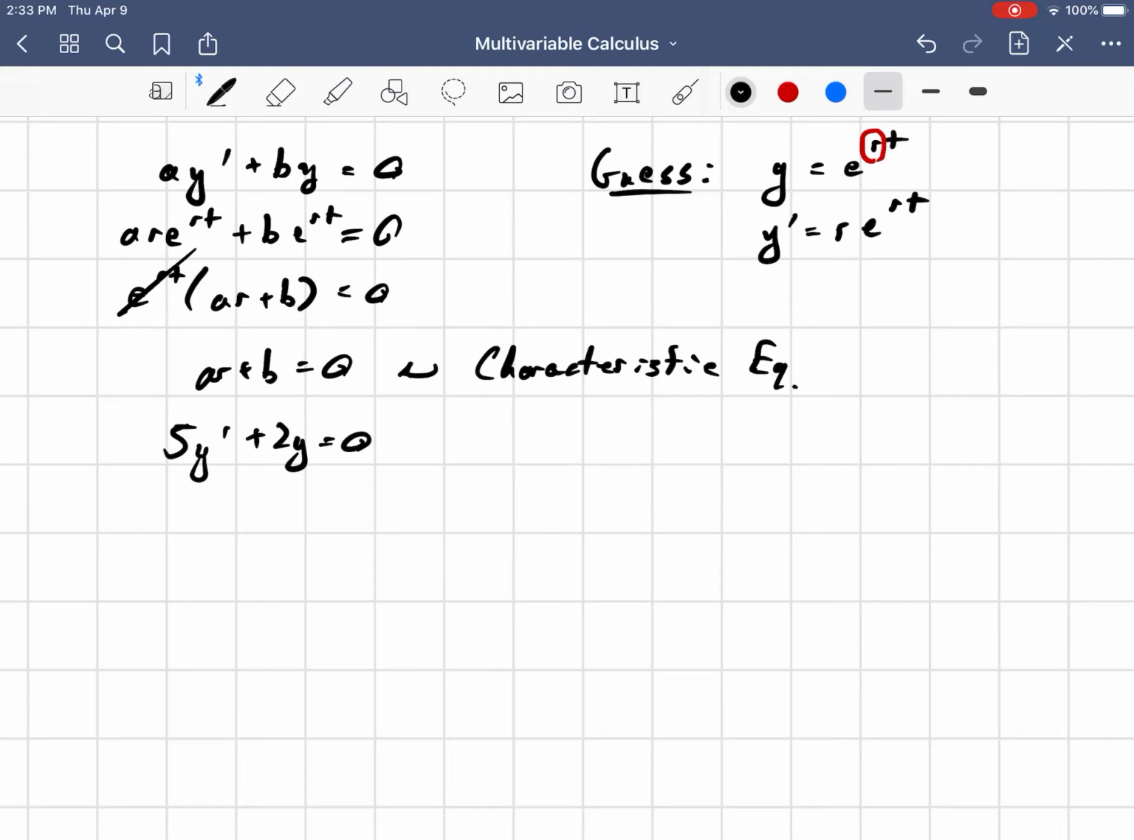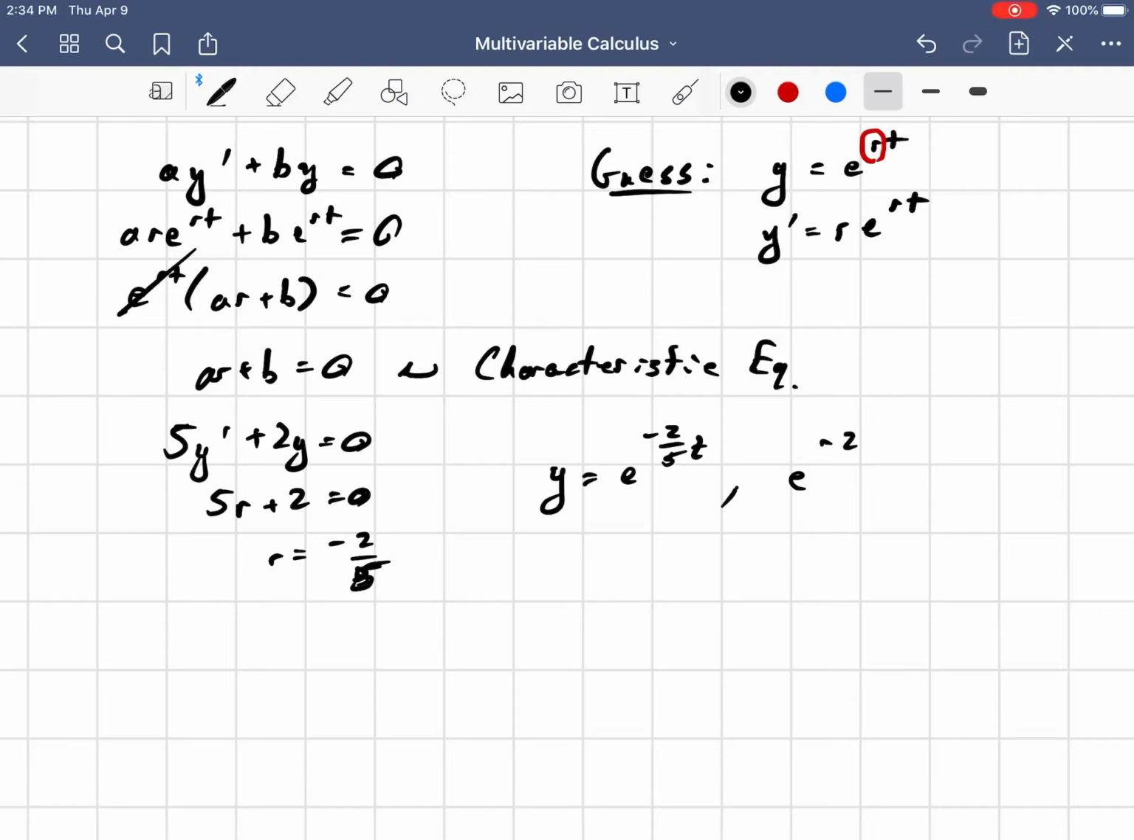So as an example, if we have 5y prime plus 2y equals 0, the characteristic equation would be 5r plus 2 equals 0, or r is equal to negative 2/5. That's a 5, not a Roman numeral thing. So the general solution to that equation is y is equal to e to the negative 2/5 t.